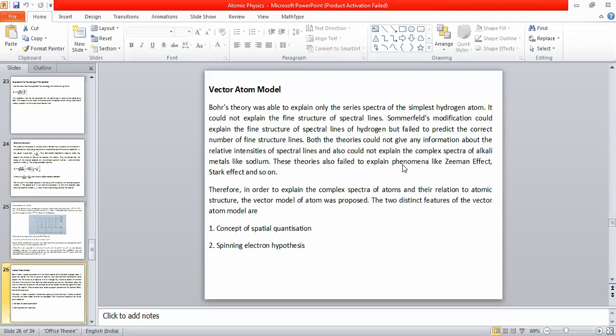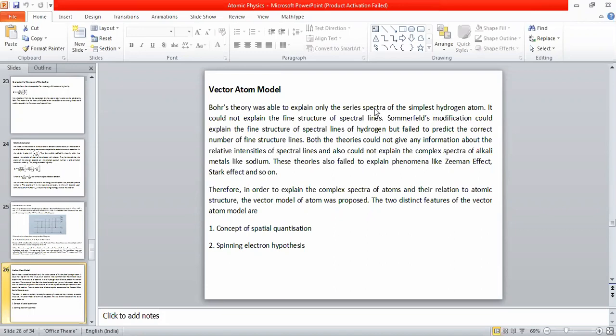So there is no explanation by your Sommerfeld model. And I also mentioned about the Zeeman effect and Stark effect. While I mentioned the limitations of Bohr's theory, I told Bohr's theory could not explain the Zeeman effect as well as the Stark effect. And the same problem is existing here also. In the sense, even Sommerfeld model cannot give explanation for Zeeman effect as well as Stark effect.